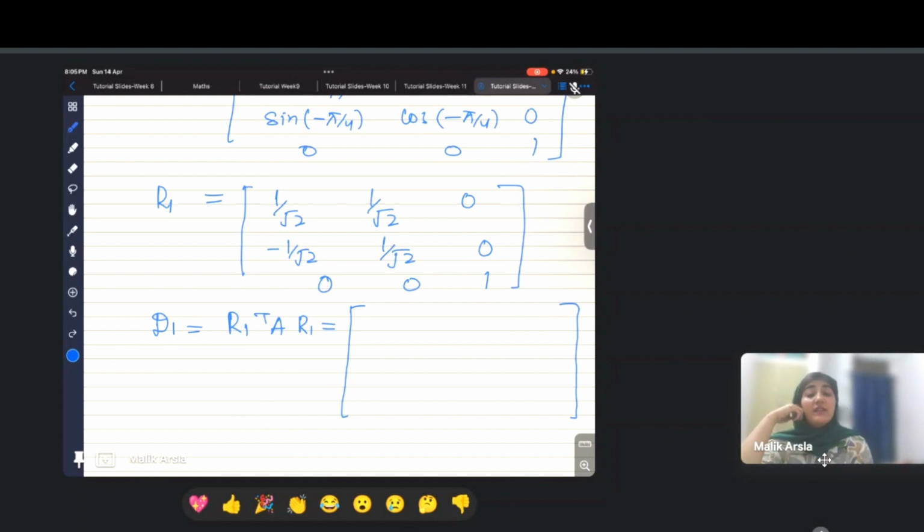And the second row: 0, 3, minus 1 by root 2. Minus 1 by root 2, minus 1 by root 2, 2. Okay, I think your first row is my second row. So it is coming out to be that.